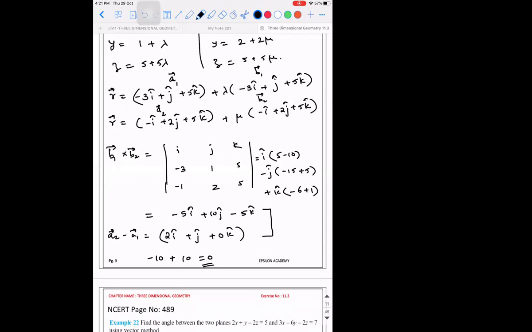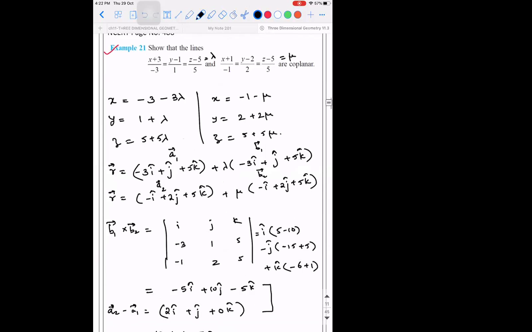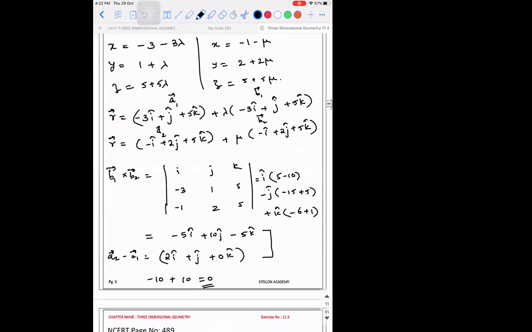Are they coplanar or not? Yes, coplanar. Yes, sir. They're coplanar. Right? So they have asked us to prove, right? They didn't ask us to find. So when they say show, it will show short be.